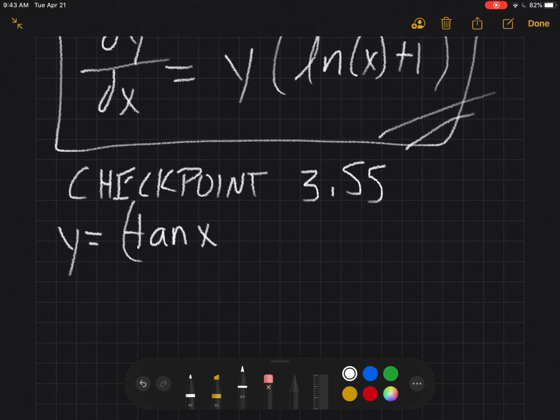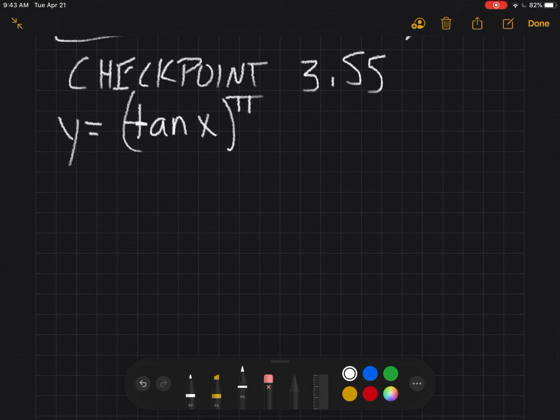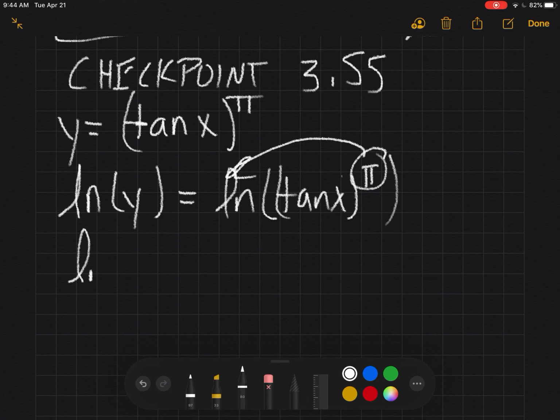All right, I'm going to do the next checkpoint for you. This one looks a little bit scarier, but it's okay. We're going to follow those same steps. 3.55. And so we're going to want to take the derivative of this function. y is equal to the tangent of x all raised to the pi. And it's raising that to the pi that's messing us up. But we can handle this.